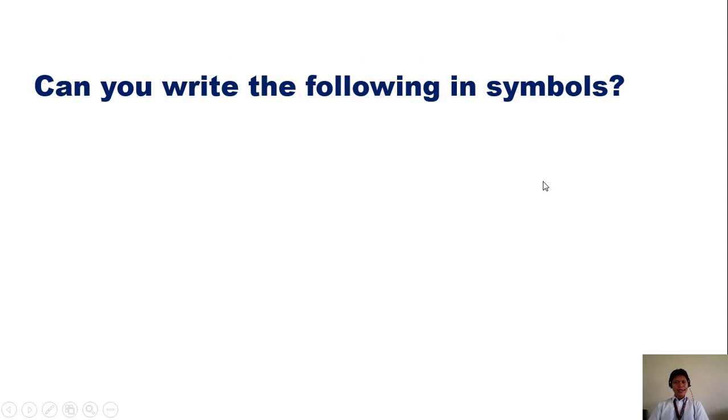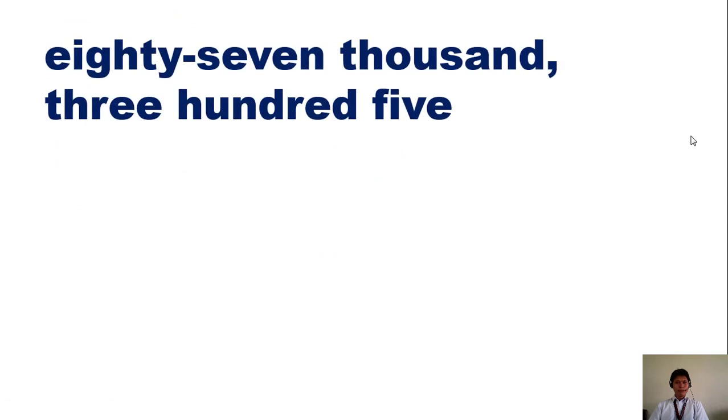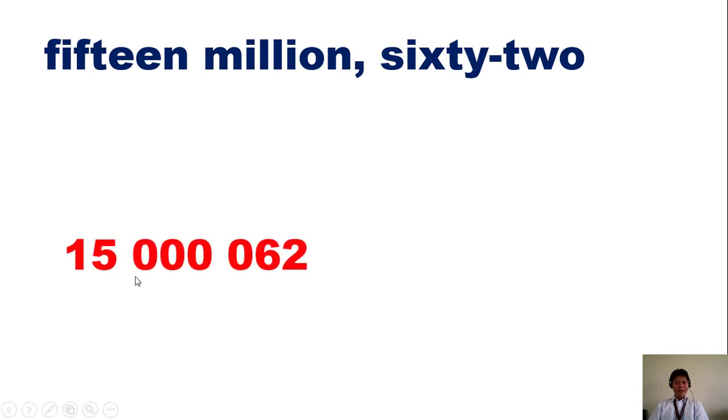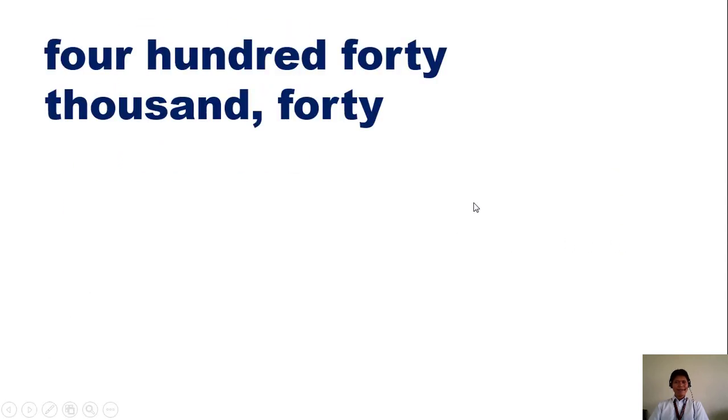Can you write the following numbers in symbols? I'll give you a few seconds before I'll reveal the answer, and you can just pause the video if you need more time. The same with this exercise that we had a while ago. Start. Okay, it is 87305. Next. Okay, time's up. It is 15000062. Next. Okay, so it is 440040. Excellent. Okay, this time we'll move on.